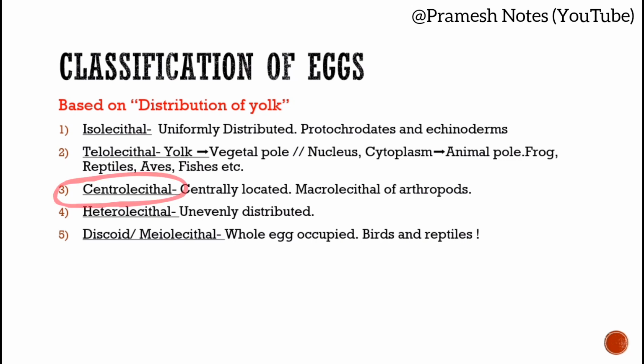It exists in mesolecithal and macrolecithal eggs. In centrolecithal, yolk is concentrated in the center of the ovum, surrounded by cytoplasm. It occurs in arthropods as macrolecithal eggs. In heterolecithal, yolk is unevenly distributed. In myolecithal or discoid, the whole egg is occupied by yolk except a small disc of active ooplasm. It occurs in birds and reptiles.